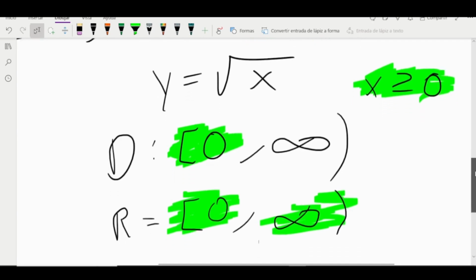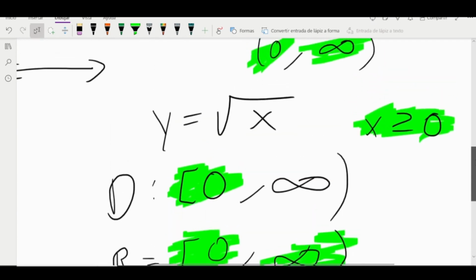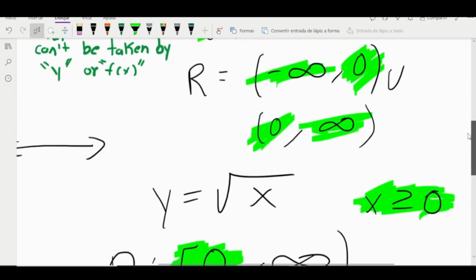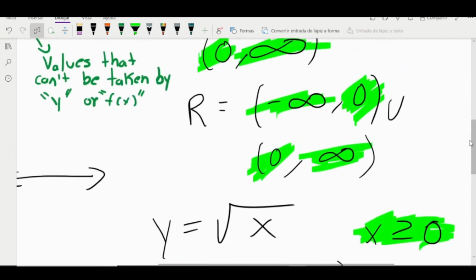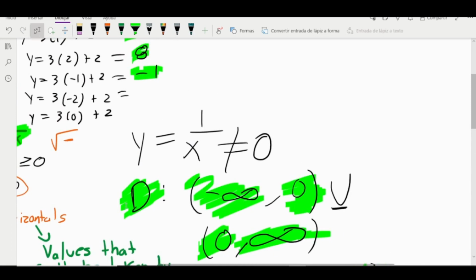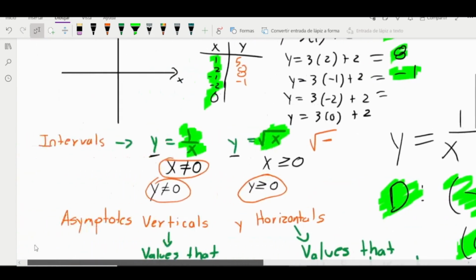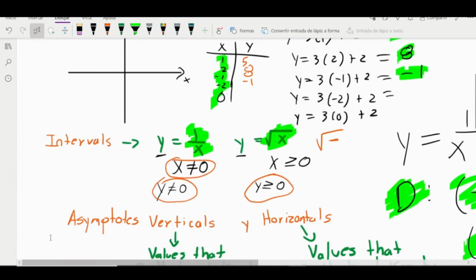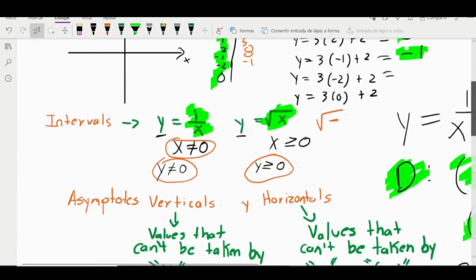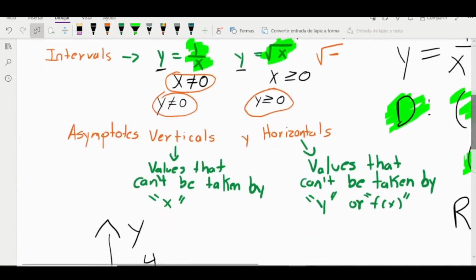When we talk about the domain and range, this is the utility: to identify what values we can take or what values we can't take, and it's going to be easier to identify in the graph. And now that we talk about the graph, one situation here, well, it's going to be a little advanced for the next video, but let's talk about the asymptotes.